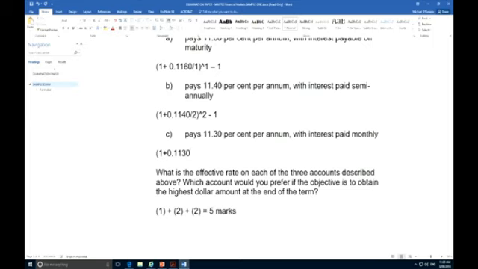1130 divided by 12, taken to the power of 12, minus 1. Things always seem much harder than they are. All we're doing is accounting for the compounding frequency. The greater the compounding frequency, the greater the impact. So we're trying to figure out whether a slightly higher rate with a lower compounding frequency is better than a slightly lower rate with a higher compounding frequency. That's what the question is trying to teach you, trying to get you to think about.